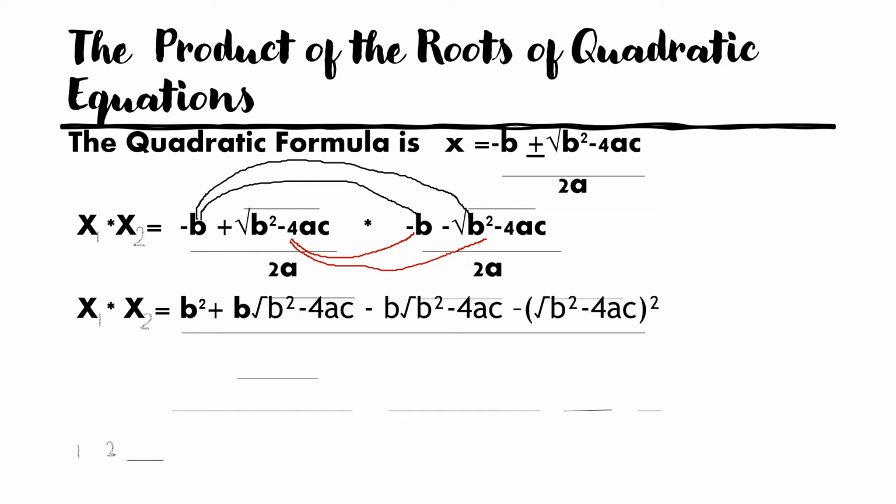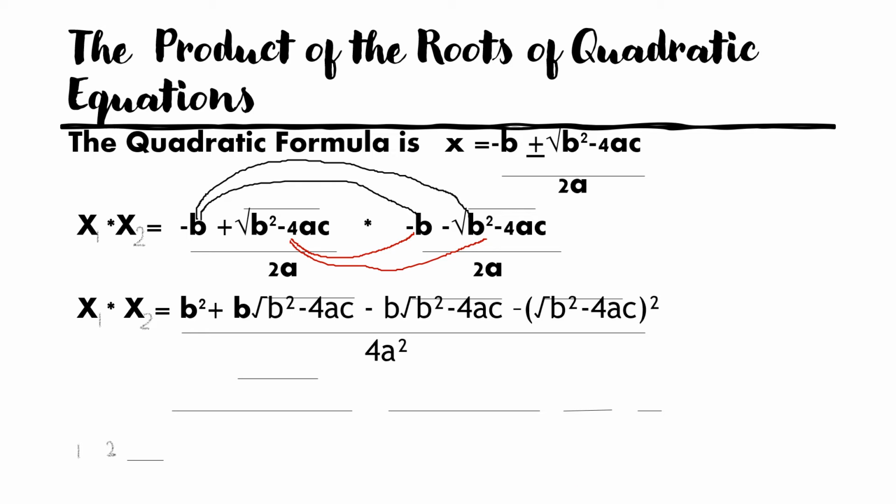And then the last one is to multiply this again with the last term. This is positive times negative here, and that is negative. Since we are multiplying the same expression, we're simply going to square it: square root of b squared minus 4ac times square root of b squared minus 4ac. Then 2a times 2a is equal to 4a squared.